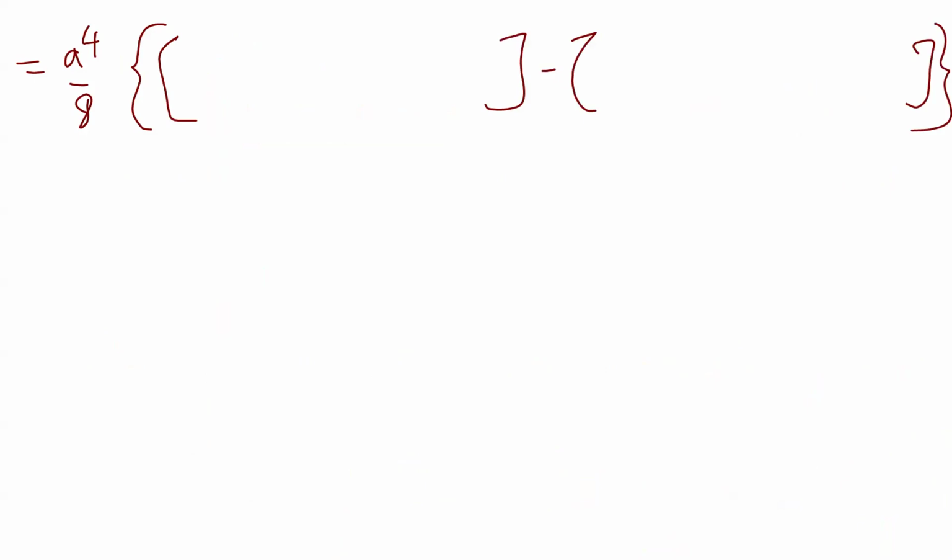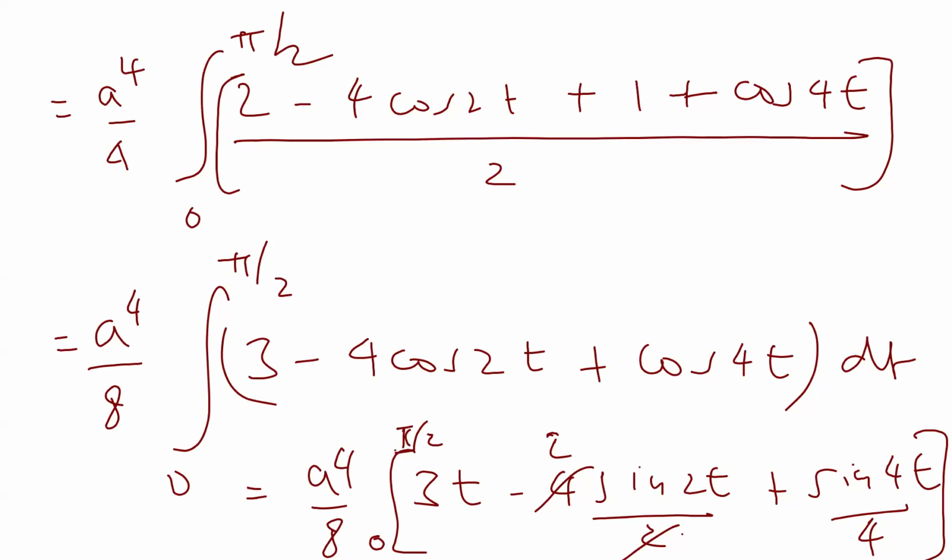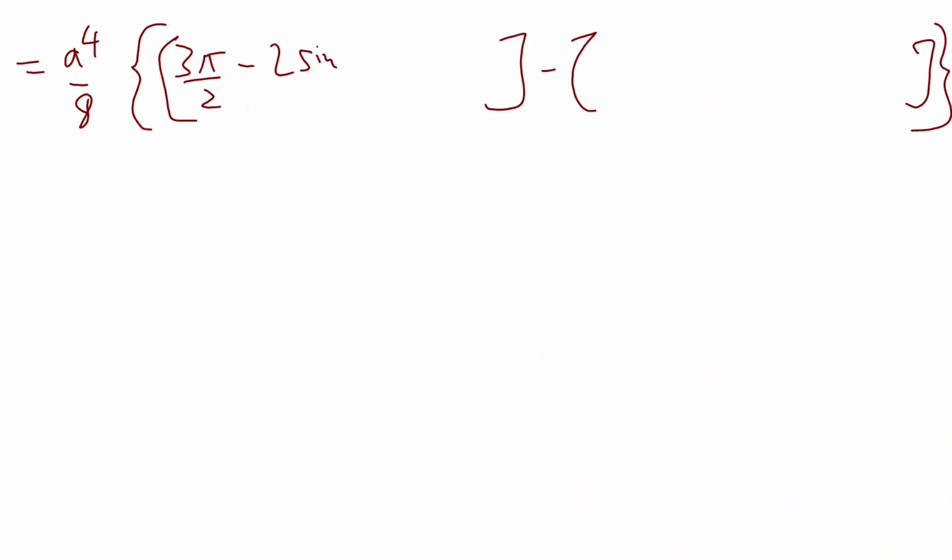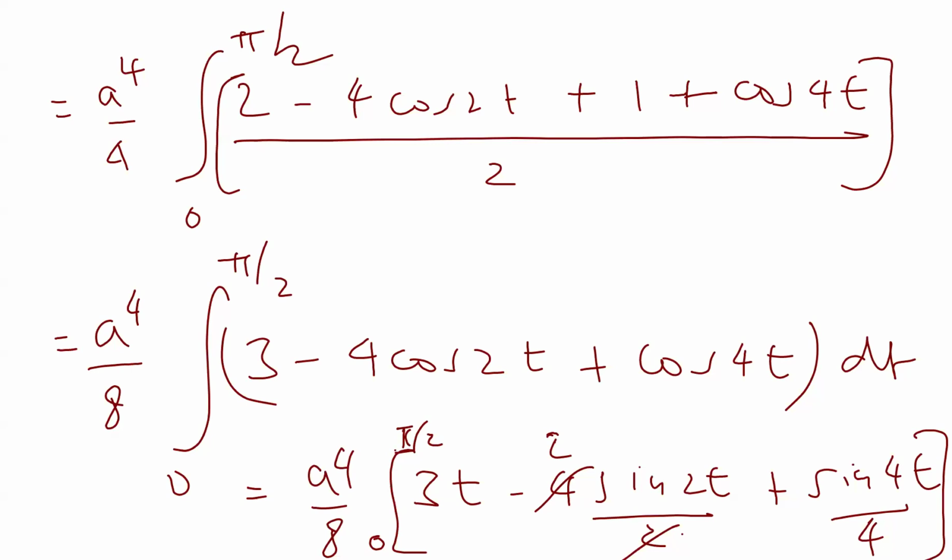So a^4/8, box minus box. Okay, 3 into pi by 2, that is 3 pi by 2, minus 2 sine 2 into pi by 2, so that becomes 2 sine pi, plus sine 4 into pi by 2. Okay, so that will be sine 2 pi.